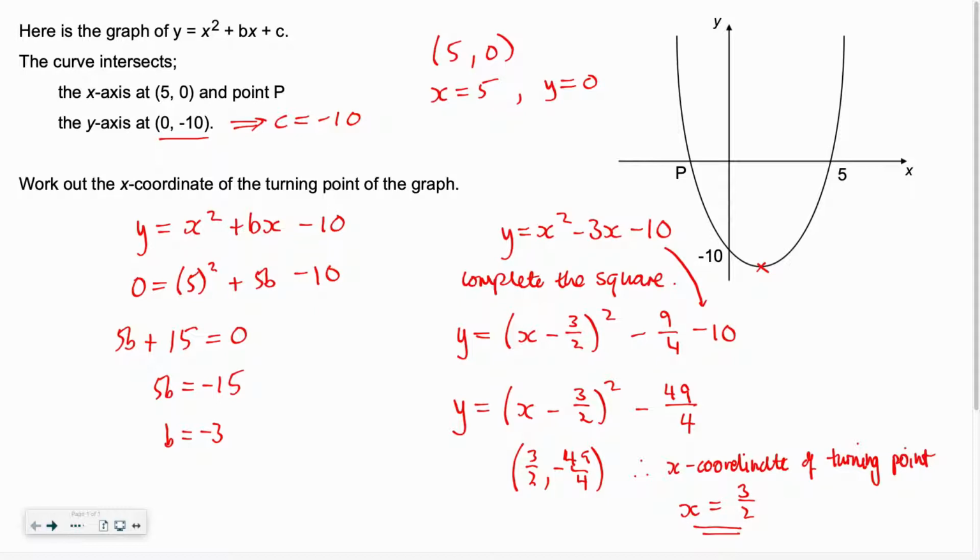So to be able to answer this question, we needed to use these points. We needed to know that c was the y-intercept, and we previously needed to know or have been taught how to complete the square.